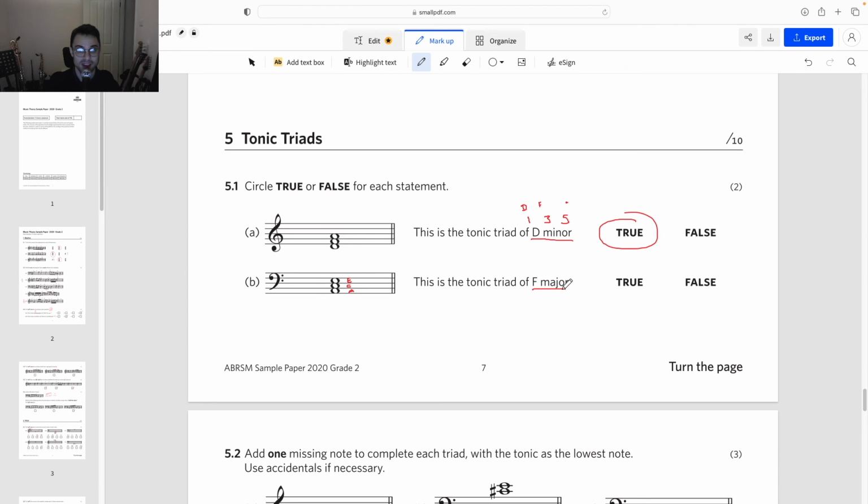If we wanted to make an F major triad, what would we need? From the scale, we'd need notes 1, 3, and 5. And in F major, that's F, G, A, B flat, C. F, A, C is what we need. We've got one note in common here, C, but A and E, oh, two notes in common, I beg your pardon, A and C. But this F is missing. So it is false. It is not the tonic triad of F major.